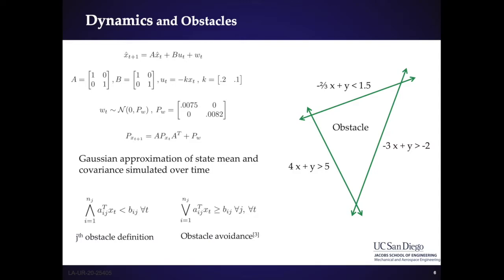Each obstacle is convex and represented as a conjunction of linear inequalities, where every inequality must be true to be considered inside of the obstacle. Conversely, to avoid an obstacle, at least one of the inequalities must be false, so obstacle avoidance is a disjunction of the converse of the obstacle definition.